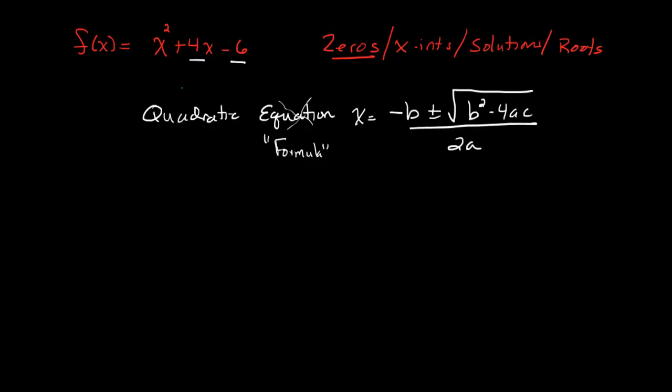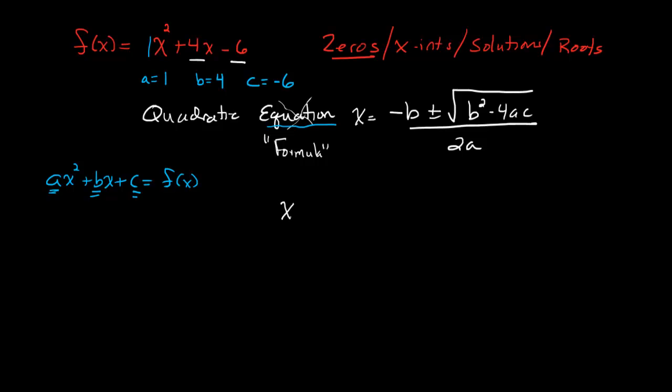So let's identify our a value, our b value, and our c value. Remember, a quadratic equation is correctly termed ax squared plus bx plus c equals a function. Our a is our leading coefficient, which is 1. Our b is the coefficient preceding the x, which is positive 4. And my c is just my constant, which is negative 6. So now I know my a, my b, and my c, so we can plug in.